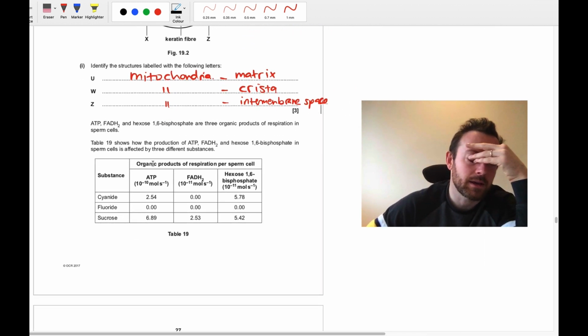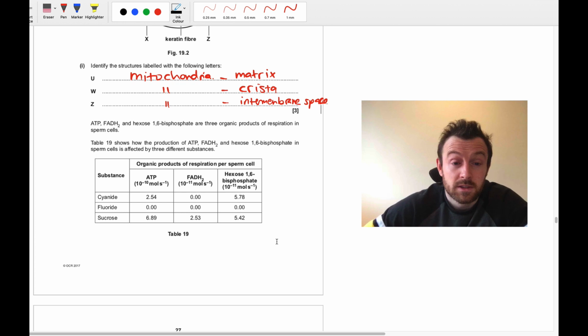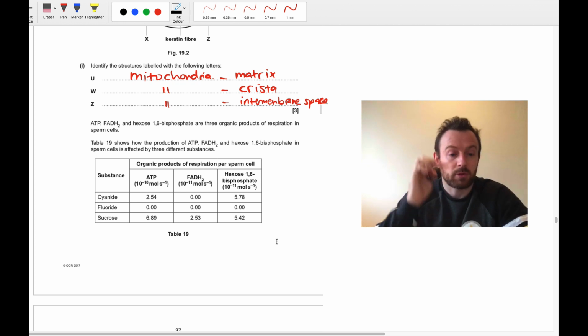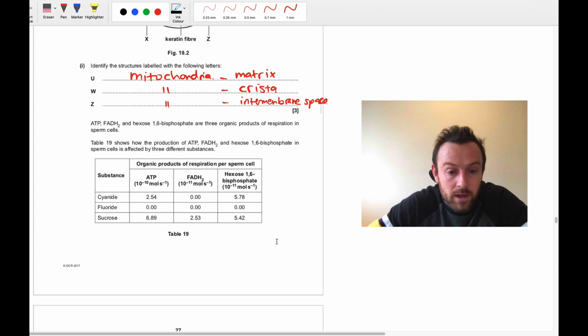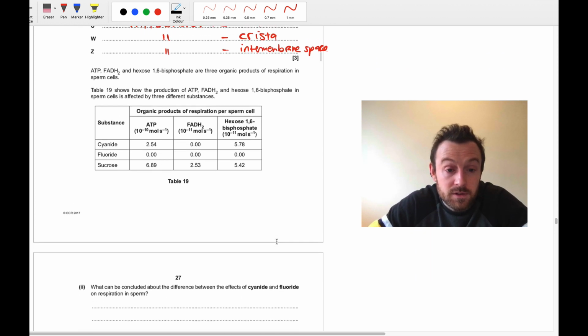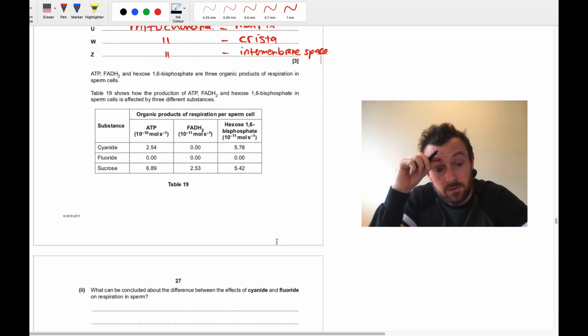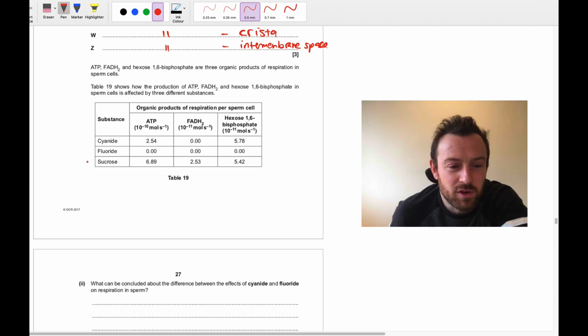Right, ATP, FADH2, and hexose 1,6-phosphate are three organic products of respiration in sperm cells. Table 19 shows how the production of ATP, FADH2, and hexose 1,6-phosphate in sperm cells is affected by three different substances. Organic products of respiration. Okay, so cyanide, fluoride, and sucrose. Now this is annoying because it doesn't give you a control. Well, I guess sucrose is the control. So sucrose is just the sugar.